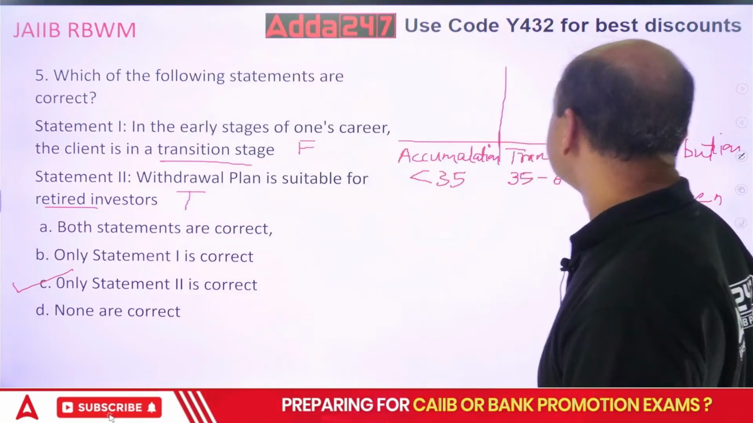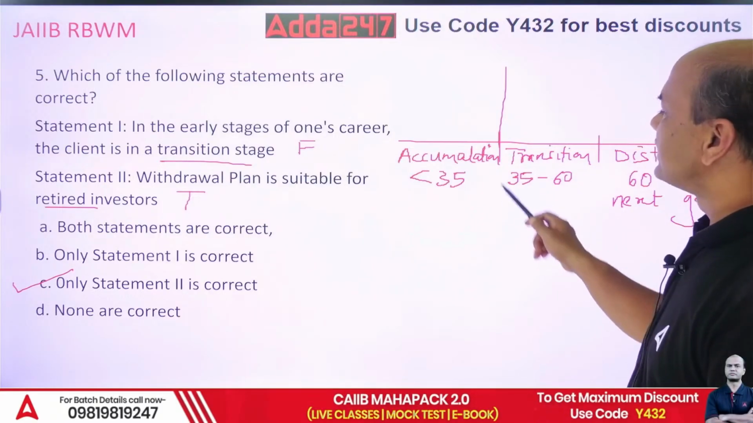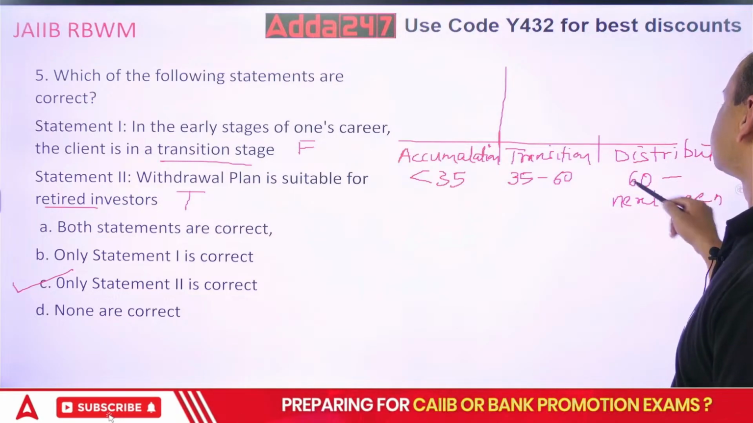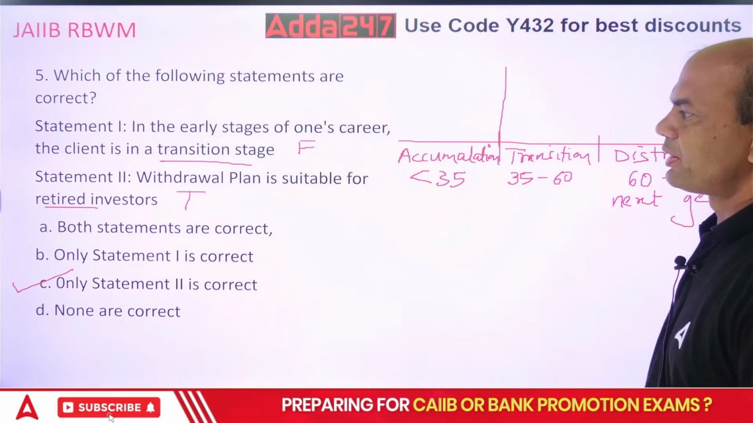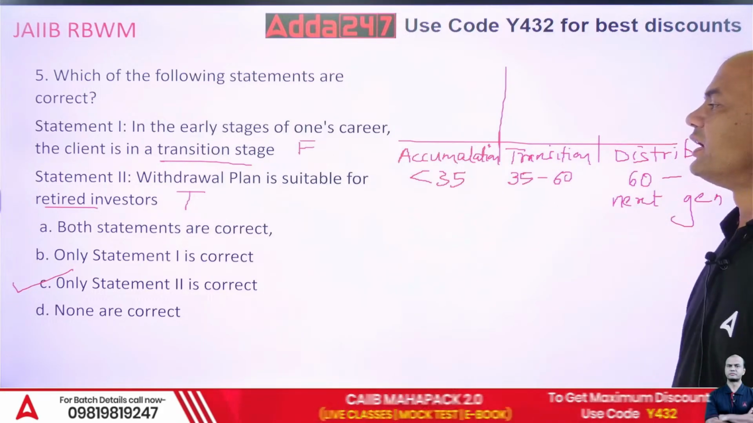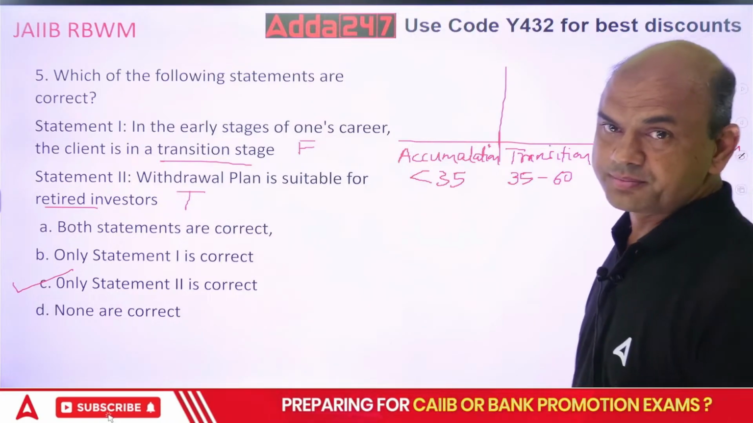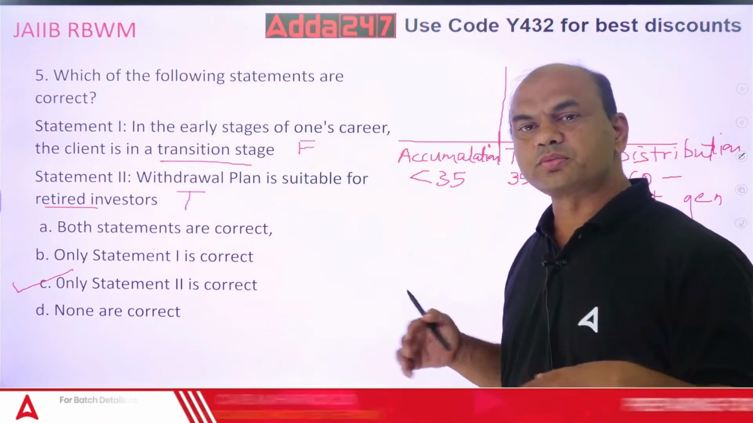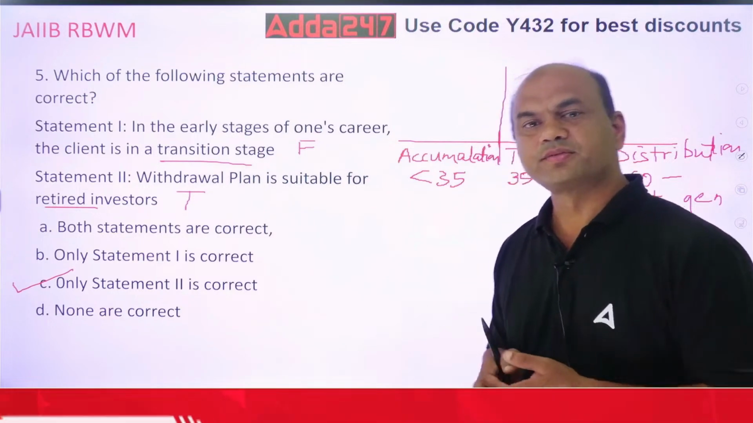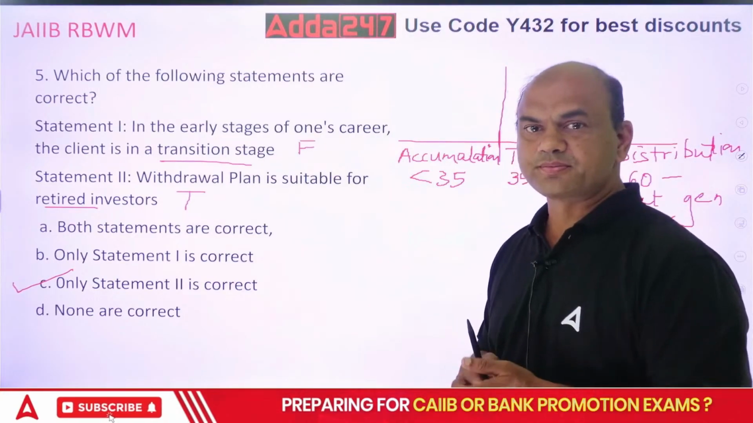See this. The three phases of anyone's life are these. One is accumulation phase, second is transition phase, third is distribution phase. Okay? Accumulation, transition and distribution. Accumulation phase is generally up to the age of 35. Here the person goes on buying new flats, new SIPs, new insurances, goes on buying the properties.